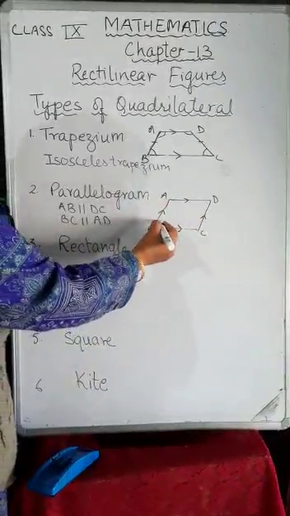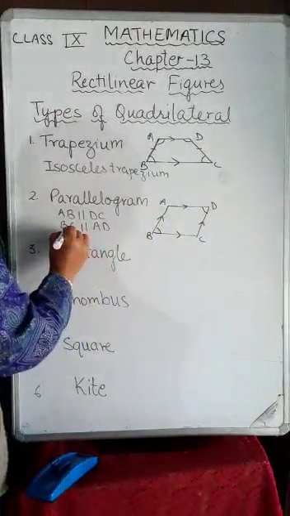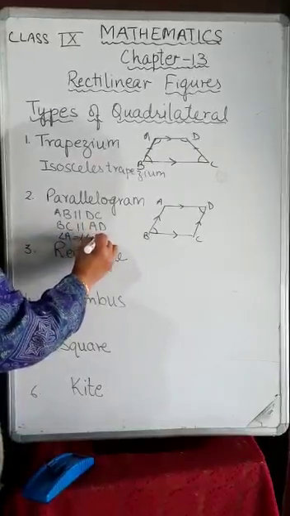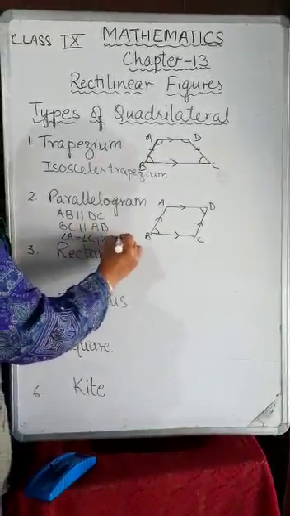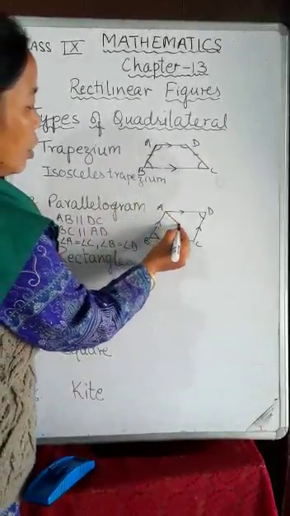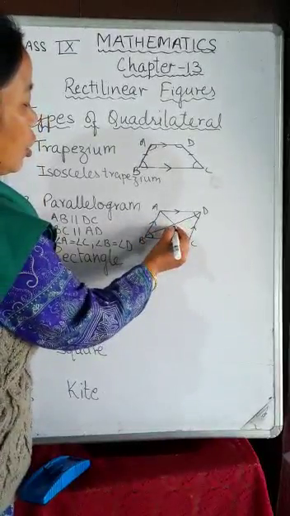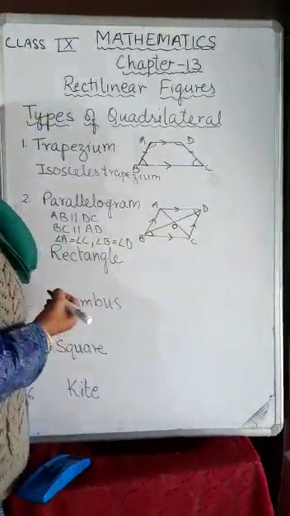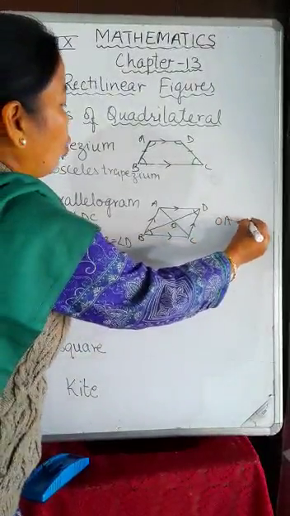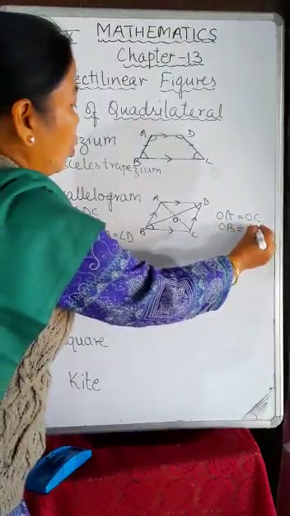In a parallelogram, children, the opposite angles are equal to each other. It means angle A equals angle C and angle B equals angle D. And this is the diagonal. Diagonals of a parallelogram bisect each other. It means if the bisecting point is O, then OA equals OC and OB equals OD.